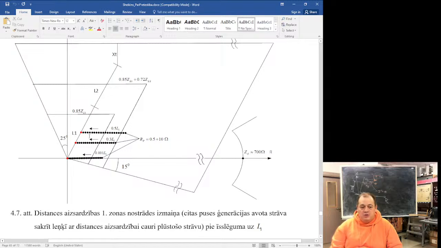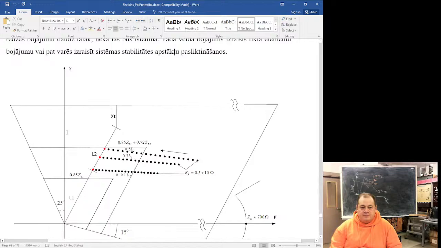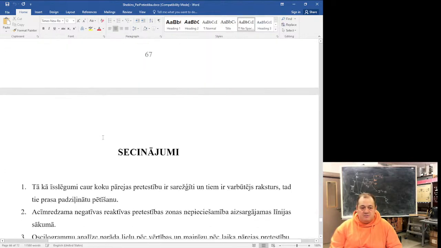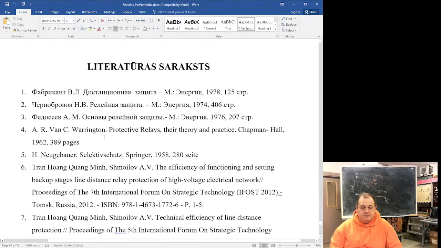Again, zero angle. Here we will see delayed operation. Again, danger of non-selective operation.